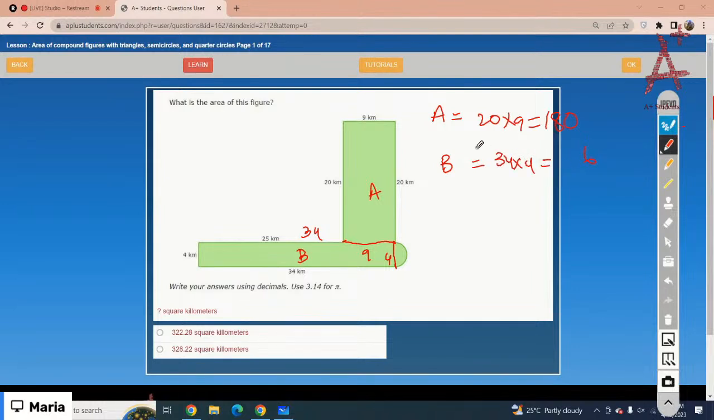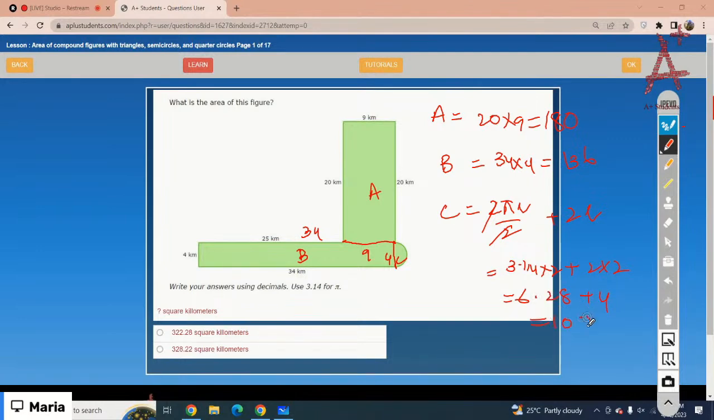4 times 4 is 16, and so on. It would be 136. Now you have to calculate the perimeter of this shape, this semicircle. Let's suppose it is C. You are given the radius, that would be 4. It would be the semicircle, so it would be 2 pi r over 2 plus 2r. So radius is 4, the 2 and 2 cancel out. 3.14 times 4 plus 2 times 4. So it would be 12.56 plus 8.